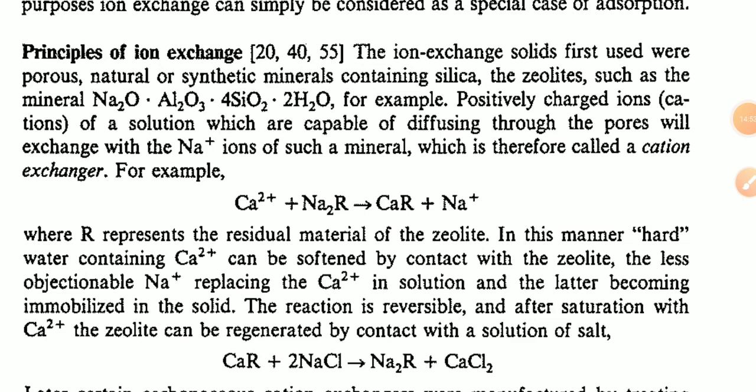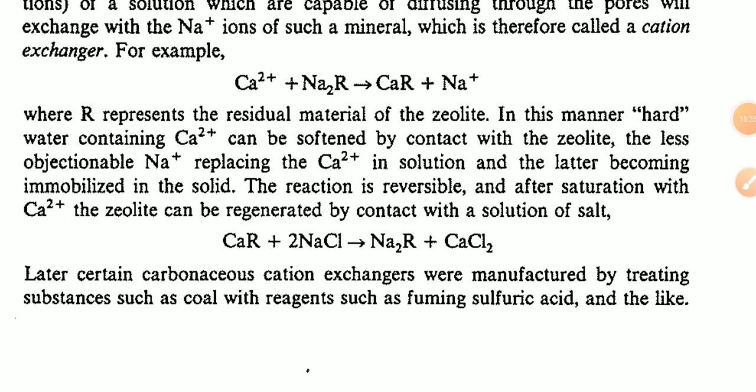Hard water containing Ca2+ can be softened by contact with the zeolite, the less objectionable Na+ replacing the Ca2+ in the solution, the latter becoming immobilized in the solid. The reaction is reversible, and after saturation with the Ca2+, the zeolite can be regenerated by contact with a solution of salt.